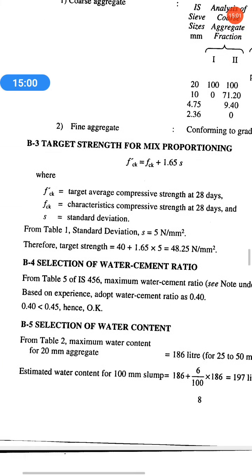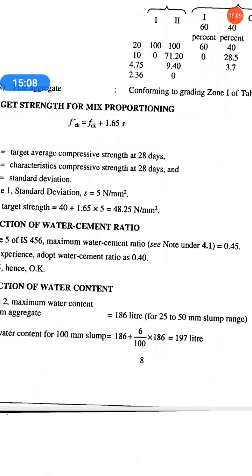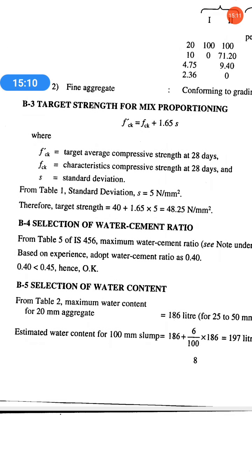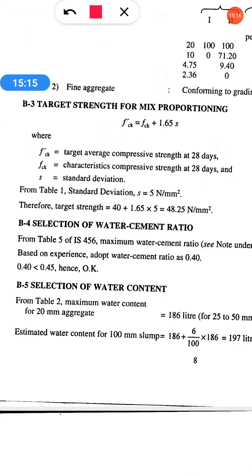So coming back to our question, selection of water cement ratio from table number 5, maximum water cement ratio is 0.45, so we are adopting here 0.40. Okay, 0.40 is less than 0.45, hence okay, because 0.45 is the maximum, so you can take a lower value than 0.45. So we have adopted here 0.40.